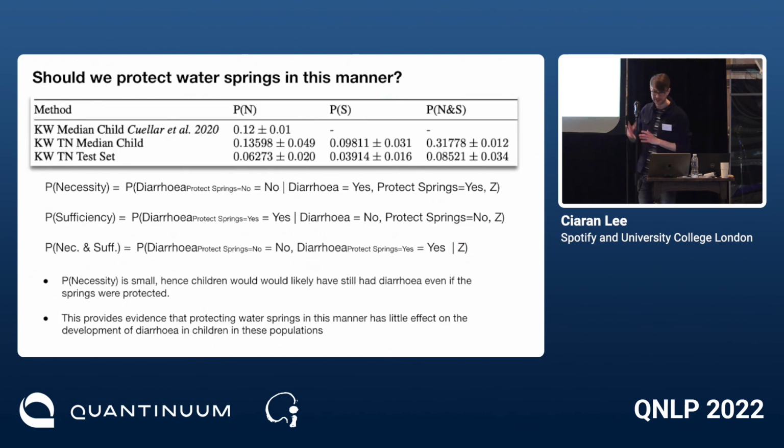And we can now get to the answer to that question I proposed earlier. Is it the right thing to do to scale this protection of springs across Africa in this context? I want to ask, given that someone got diarrhea and they drank from a protected spring, would they not have got diarrhea had they not drunk from a protected spring? That probability is very low, which is surprising because it tells us that it was something else. Children would likely have still had diarrhea even if the springs had been protected, given they drank from an unprotected spring. So it was something other than the protection of the water springs that had the effect of reducing childhood diarrhea.